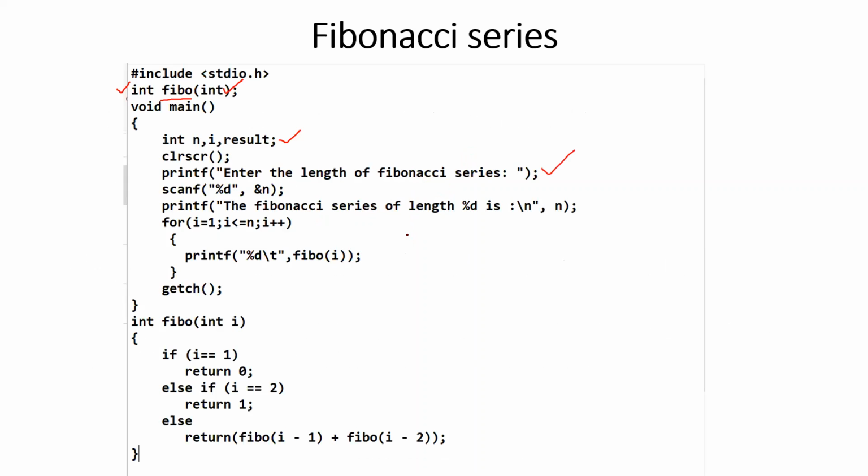So we are just asking the user to enter the length of the Fibonacci series. Suppose the user entered 5. The value of n will be 5, right? Now we are printing the Fibonacci series of length, and instead of this conversion symbol %d, it will be printing the value 5. So we are just giving a heading: the Fibonacci series of length 5 is.